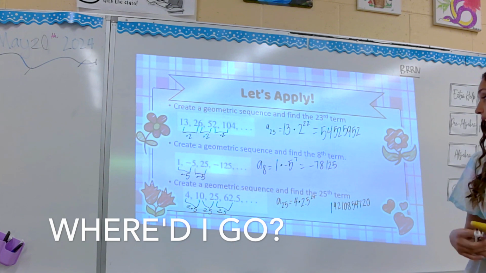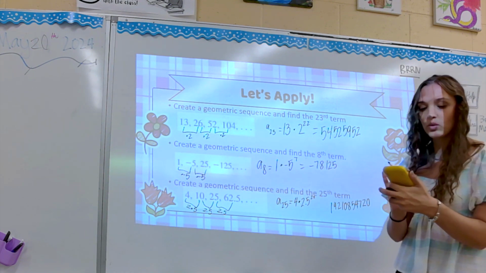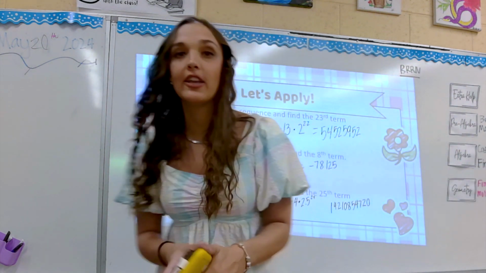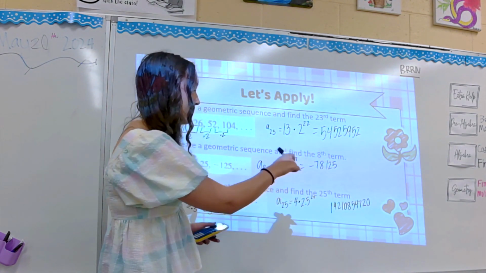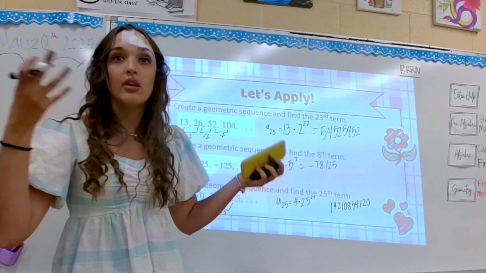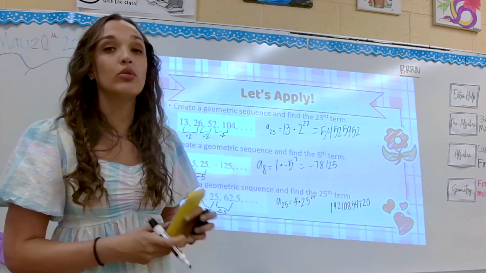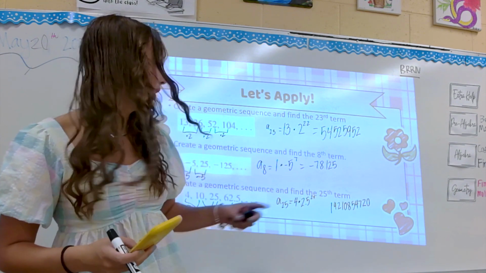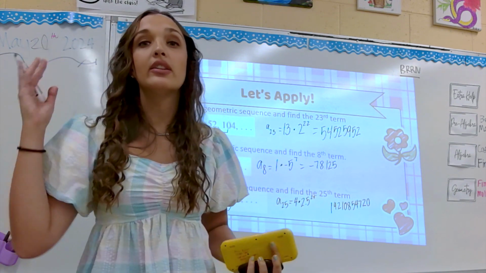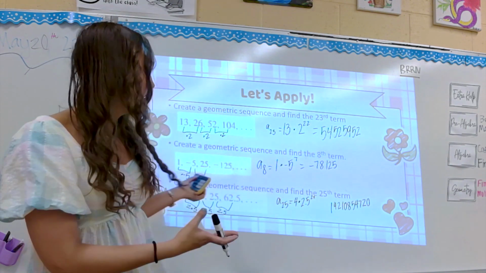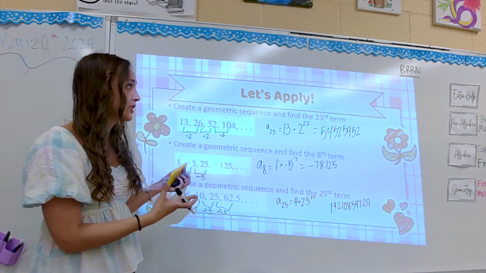When I plug it into my calculator, I got this huge number. It told me 1.42 times 10 to the 10th power. I had to move the decimal place over 10 times. You see, we do not want to have to multiply each time by 2.5. That's going to take us too long. This is a shortcut. So this is how we apply the geometric sequence.